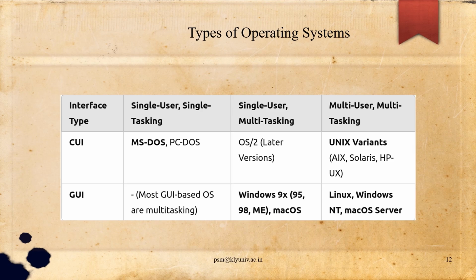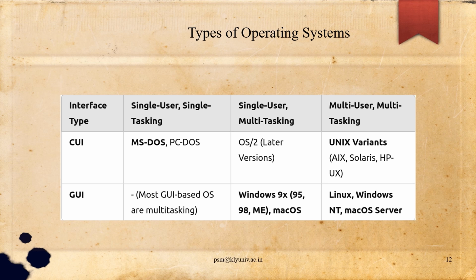On top of this, you see, if we divide the entire structure of this categorization this way, let us go by the interface type, then single user single tasking, single user multitasking, multi-user multitasking, and in each and every cell I have given one example for each of these kinds of operating system. Single user single tasking CUI: the best example is MS-DOS, and before MS-DOS, it was PC-DOS. Then CUI, but single user multitasking: all the later versions of OS/2, an obsolete operating system.